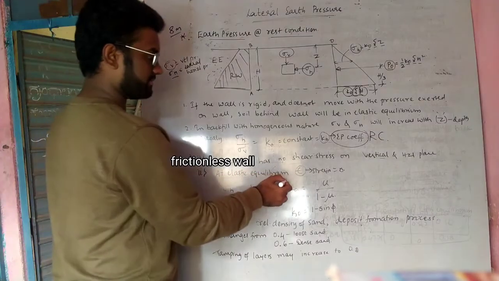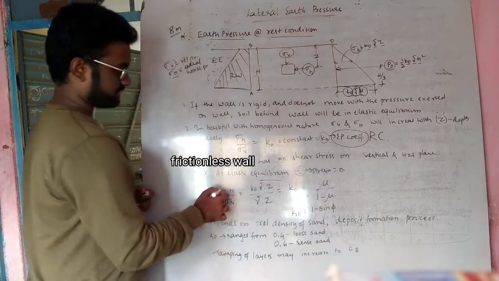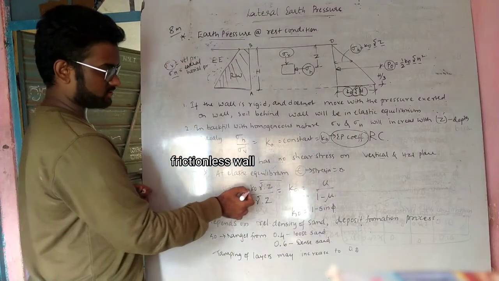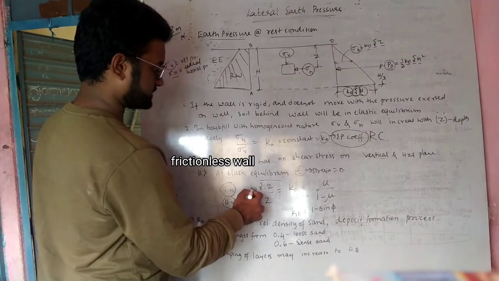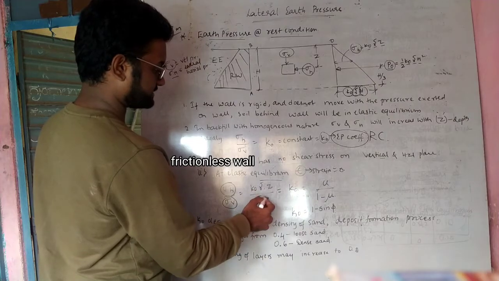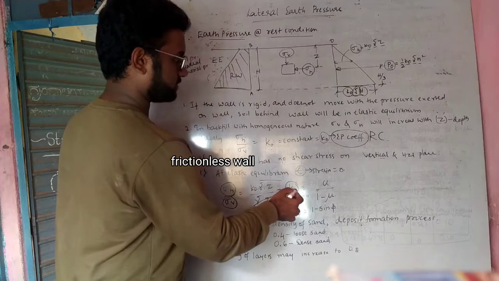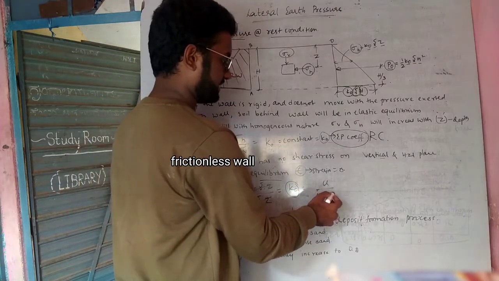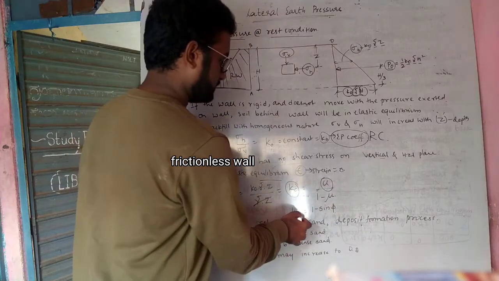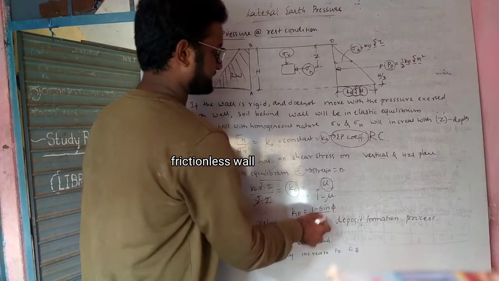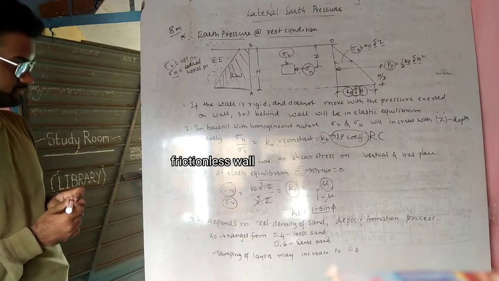At elastic equilibrium condition, strain remains zero, that is epsilon remains zero. That means sigma h by sigma v is equal to K naught gamma z divided by gamma z. Gamma z and gamma z cancel, so K naught remains. K naught is equal to mu divided by 1 minus mu. This is one more coefficient that we got. Now K naught is equal to 1 minus sin phi, where phi is the angle of internal friction.